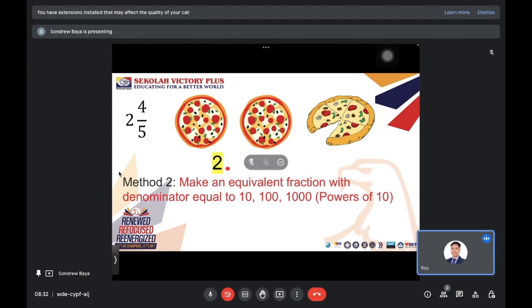Alright, so let's use the same example, but this time, again, we focus on 4/5. So the denominator 5, we need to find an equivalent fraction with the denominator of 10, 100, or 1000. And the closest is 10. Okay, so meaning we have to make this into 10. And to make this into 10, we just need to multiply this by 2. For us to create an equivalent fraction, whatever we multiply to the denominator should be the same number to multiply in the numerator. So this will be multiplied by 2, both of them. And thus we get 8 over 10.